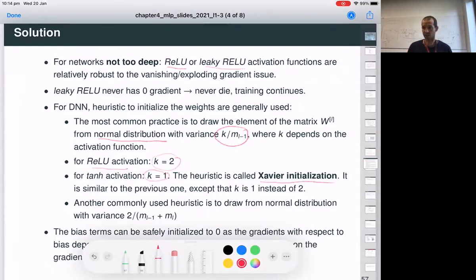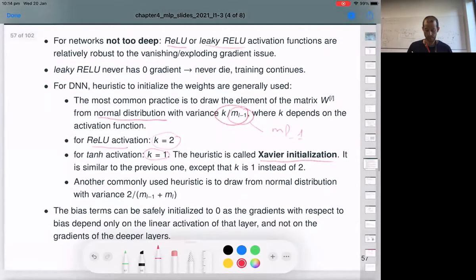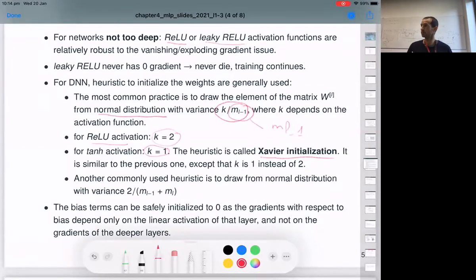You will see this Xavier initialization, and you can check some papers on it or some software. And M_{l-1}, remember what is M_{l-1}? Can somebody tell me? Yes, the size of the layer l-1. Another heuristic is this normal distribution with this variance, which is 2 divided by the sum of the size of M_{l-1} and M_l. You know what M_l is.